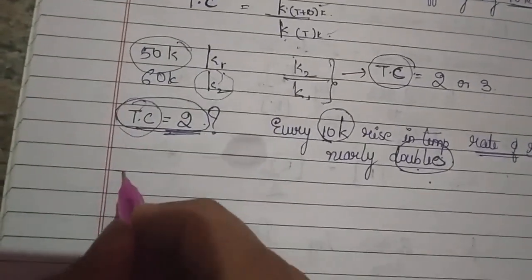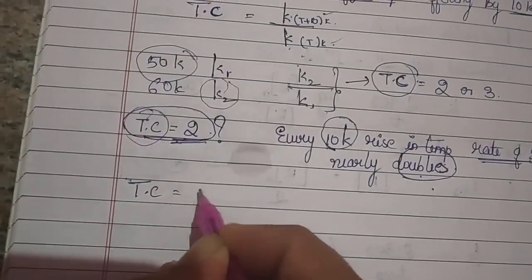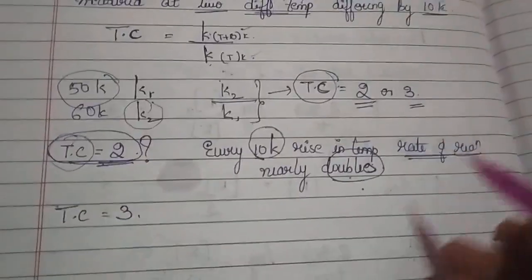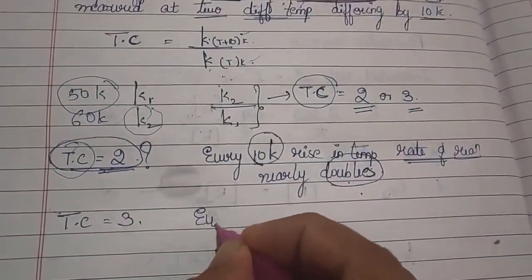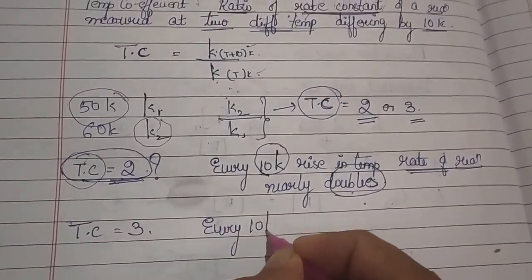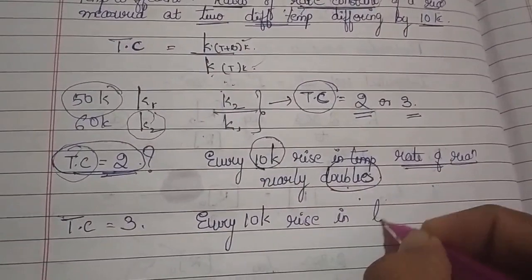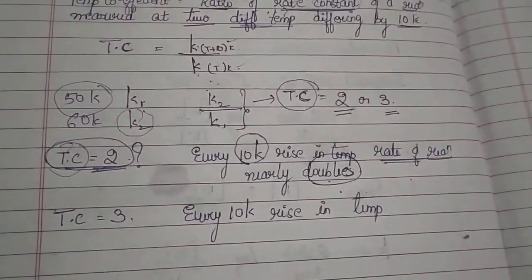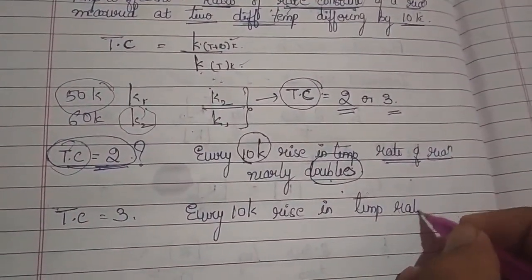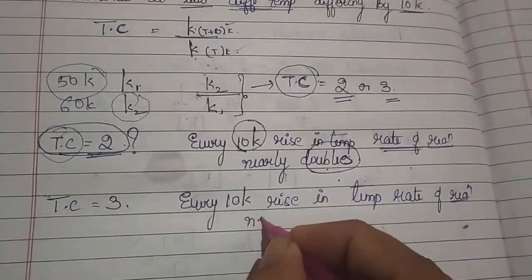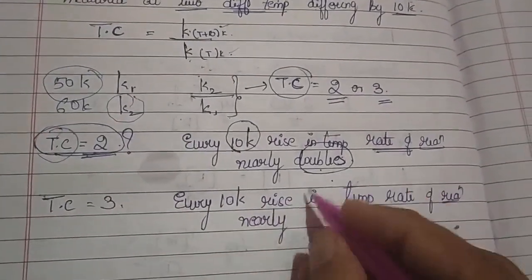Can you please tell me what the temperature coefficient equal to 3 means? Because we have either 2 or 3. For every 10 Kelvin rise in temperature, the rate of the reaction nearly triples.